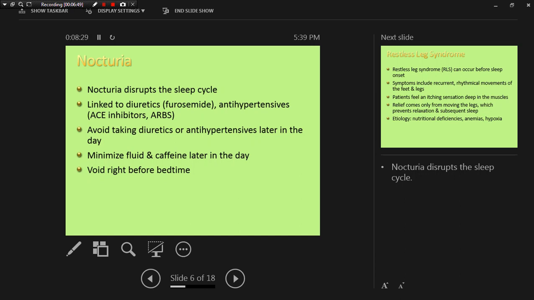So with those medications, obviously, we're going to make sure they try and take them as early in the day as possible, maybe limit the time frame that they take it, no later than 5 or 6 p.m. We're not going to be taking it at 9 or 10 p.m.